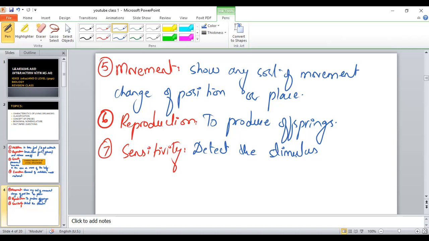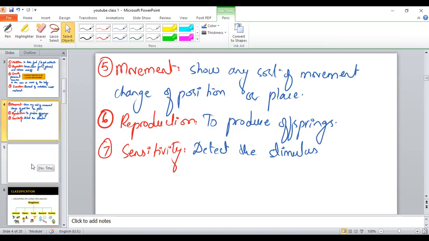Plants are also showing response. They grow towards the sunlight. This is their sensitivity. They are sensing that sunlight is coming from this direction, so they have to move towards the direction of sunlight. So these are the 7 basic characteristics all living organisms must share. I hope you understand. Then we are moving further.